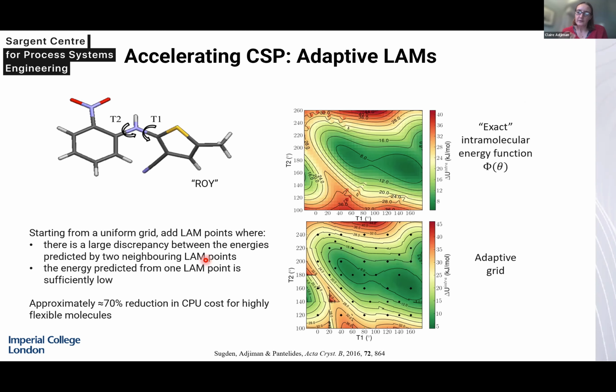So we initially did this on a uniform grid, but this can become quite expensive quite quickly as you increase the number of degrees of freedom. So we've done a number of things over the last few years to try and accelerate this. We've used adaptive generation of the points. So we start from the uniform grid, but you can see here, with these two torsions and the energy, the lower the energy, the better. And so we are sampling mostly in the space of low energies, and that can help us to achieve a 70% reduction in CPU time for highly flexible molecules.